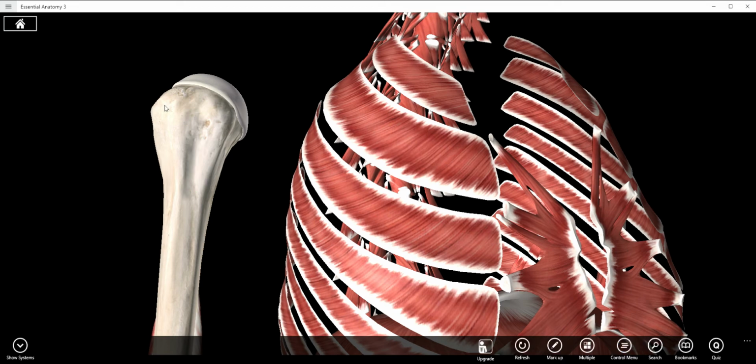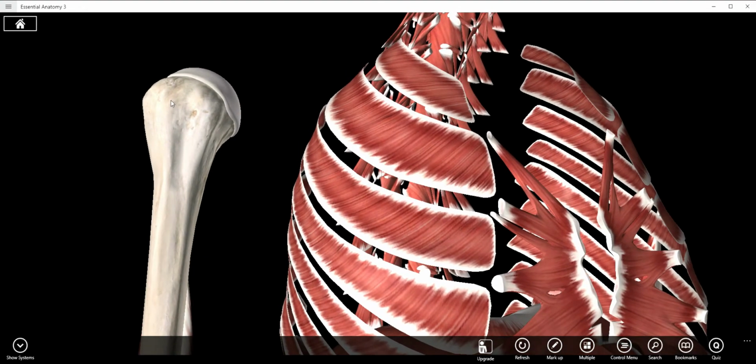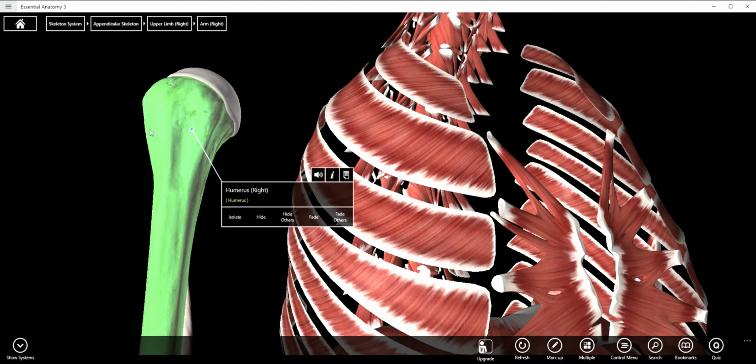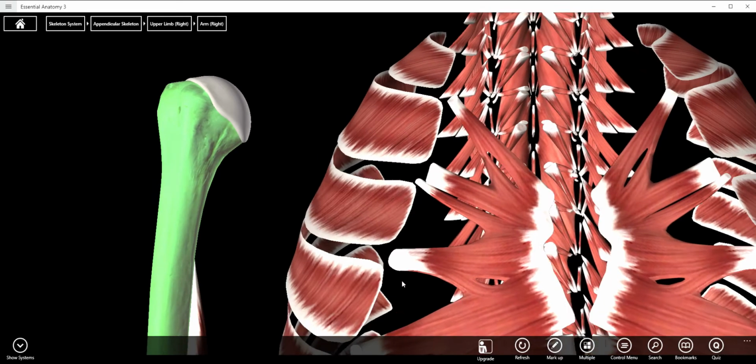And that groove is made up of, let's see here, the crest of the greater tuberosity, which is the lateral lip of the groove, and the crest of the lesser tuberosity, which is the medial lip of the groove. Anyway, this whole area together is considered the bicipital groove. And that's it for the proximal end.